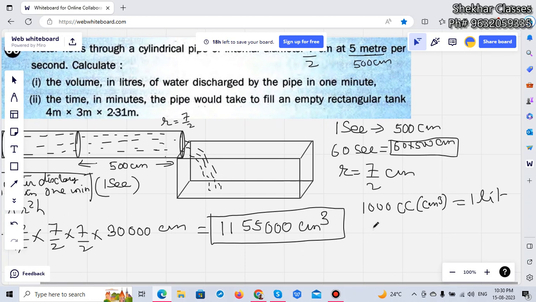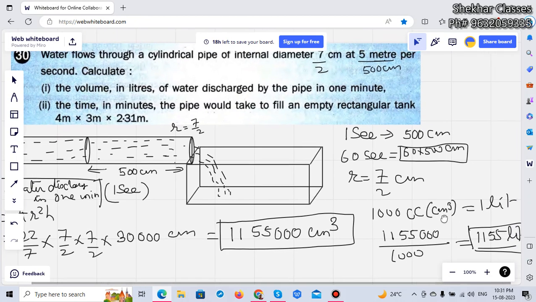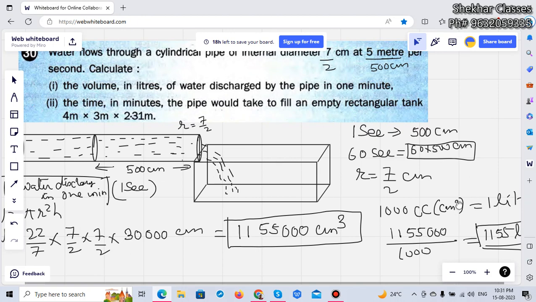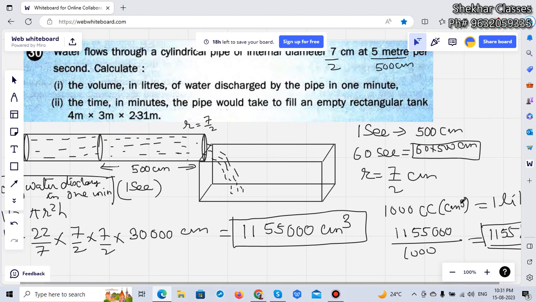So it will be 1155000 divided by 1000. You will get what liter? That will be 1155 liters of water will get discharged in 1 minute here. Is that okay? Understood the point here? 1000 cc or 1000 centimeter cube is 1 liter. So you can convert that.